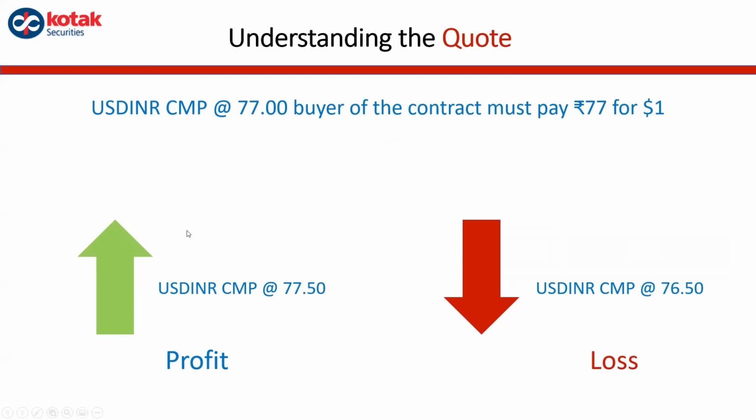So now, like we did in most of our previous videos, we'll assume a scenario where Mr. A has purchased a lot at 77. So now, we'll take scenario one, wherein the prices move up to 77.50. So Mr. A is in a much better position today because he'll be able to sell the pair that he purchased at 77 at 77.50. So he's making a profit of 50 paisa. On the other hand, if it drops to say 76.50 on the downside, he'll be able to sell the pair at 76.50 that he purchased at 77. So he's incurring a loss of about 50 paisa.